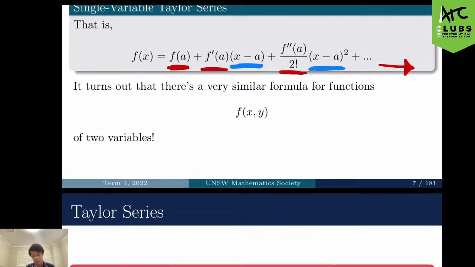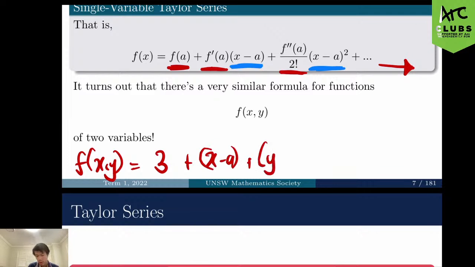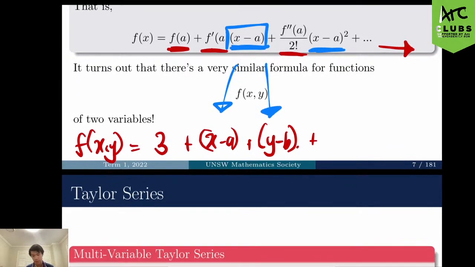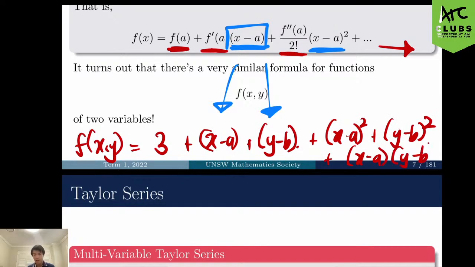When we think about polynomials of two variables, we can have constant terms, obviously. So let's just say we have something like 3. We can also have the linear terms, like x minus a plus y minus b. But now you notice instead of just one linear term, we have two linear terms. Another example would be second order terms. We have stuff like x minus a squared, y minus b squared, and x minus a times y minus b. Why are these the second order terms? Because the powers add up to 2.